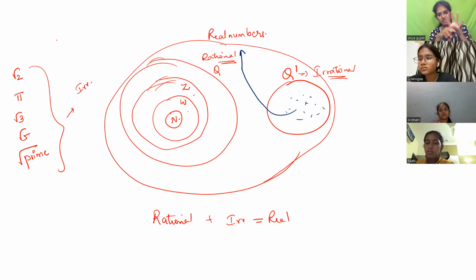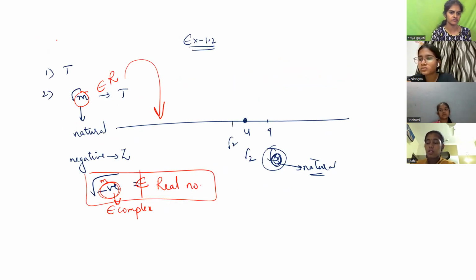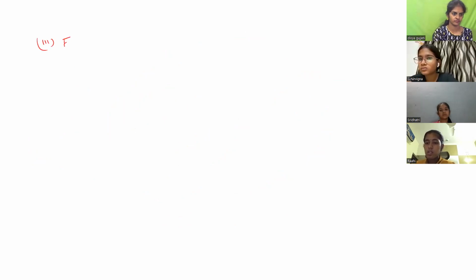Every irrational can be real because this is a part of real numbers. But you cannot say that every real number is also irrational. This is a bigger set. Okay? So that is false. So now question number 2.